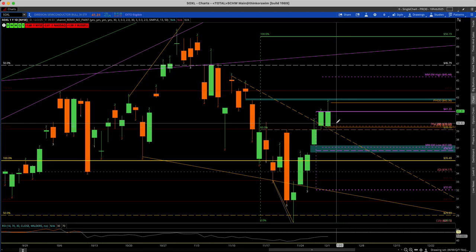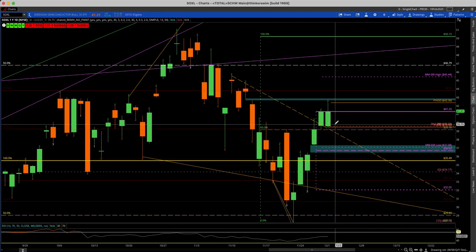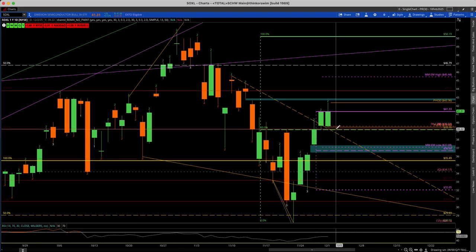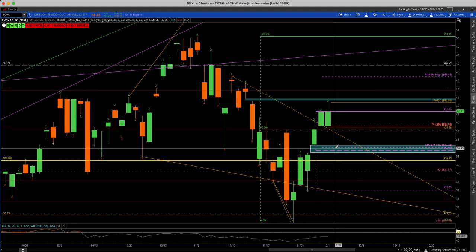So we could see some momentum, especially if we get through these support levels right here with a little bit of momentum. I could definitely see us going and testing at least the top of the gap again, if not reaching into the gap.